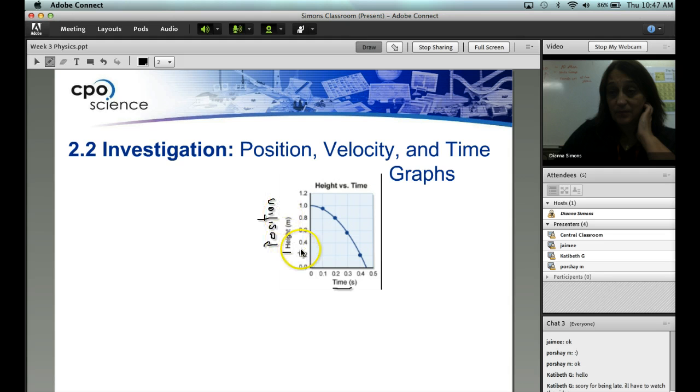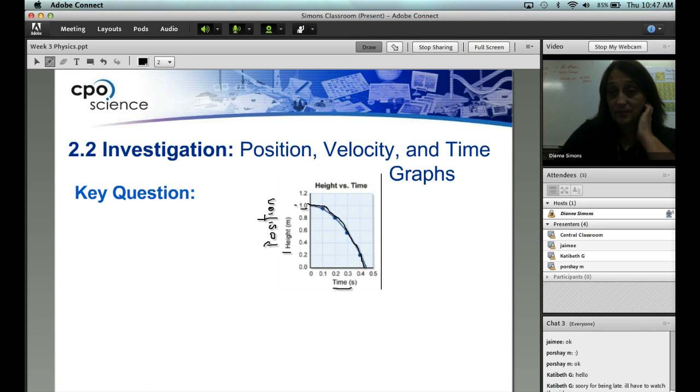Not bad. All right. So this is in meters. So this, whatever it is, stone or ball or book or something, is starting out at 1 meter. So they're dropping it from maybe a table. And it's falling to the ground. And it falls to the ground in less than half a second. All right? So that's what we're looking at in this graph.